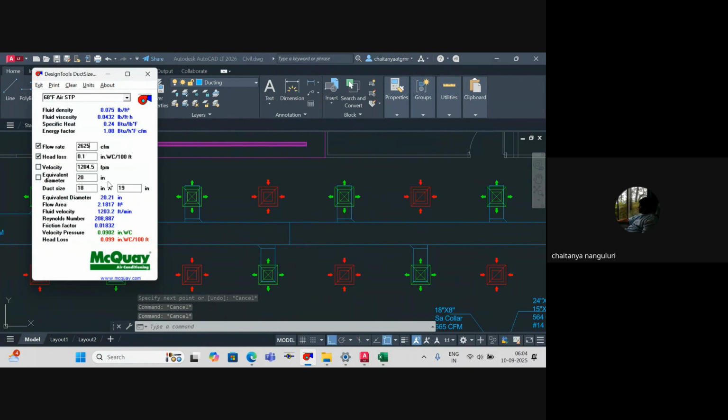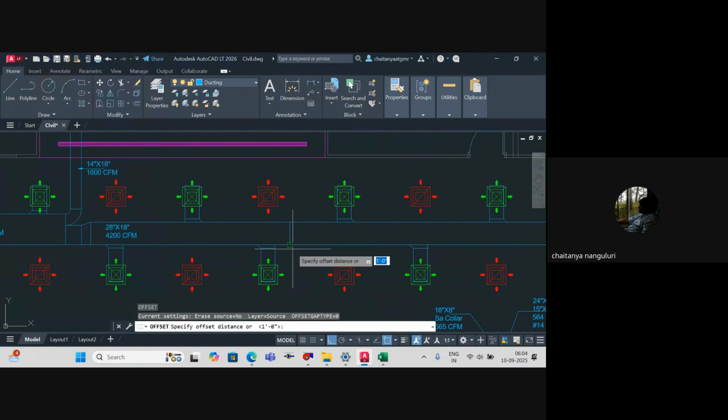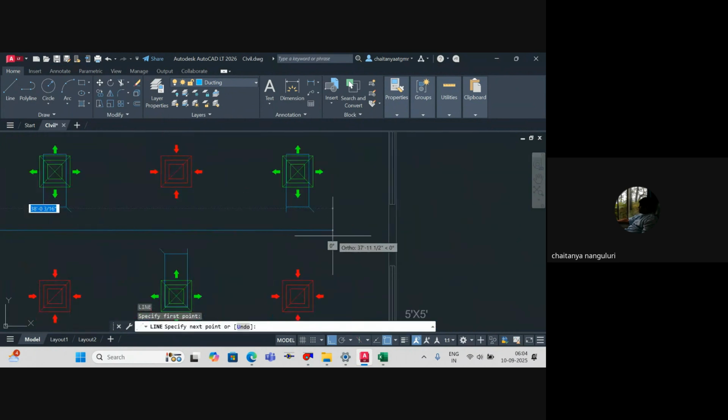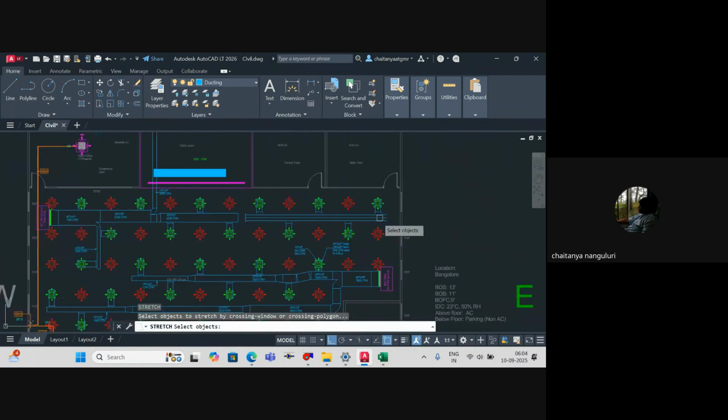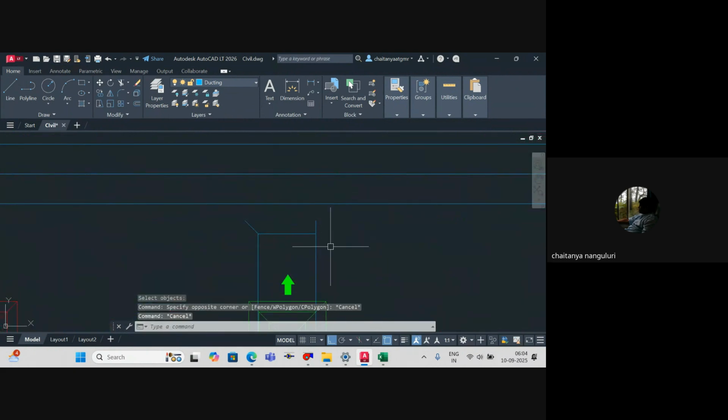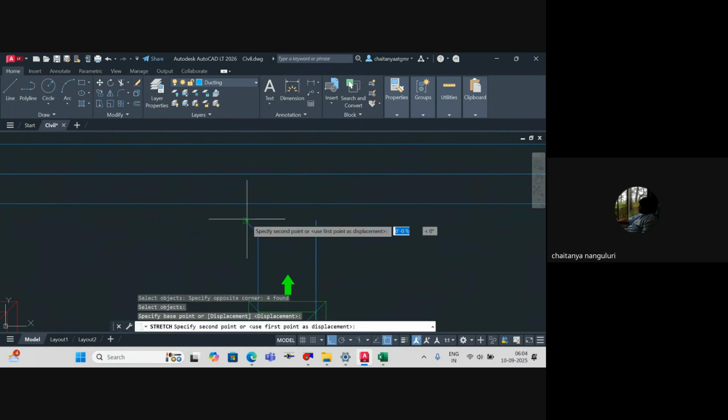2,625 CFM. So here it's 18 by 18 inches offset, 24 inches at 600 mm. Trim 18 inches. I have to do it. This entire thing I'll make as 9 inches on the other side. So that's 18 inches.